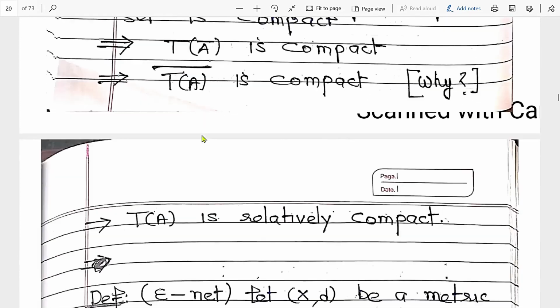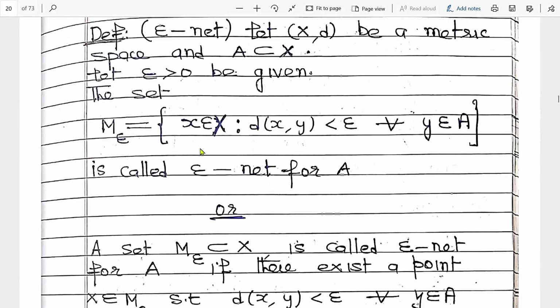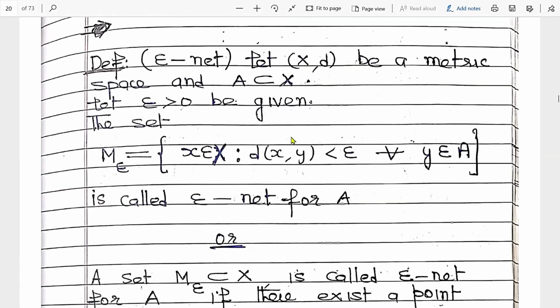Now, after that result, there is a definition of epsilon net, right? So that we will discuss in the next lecture.